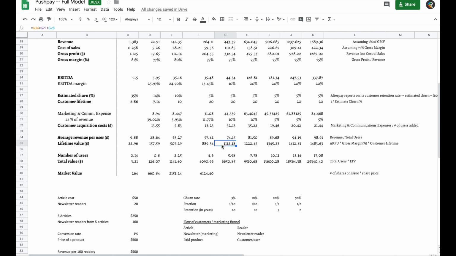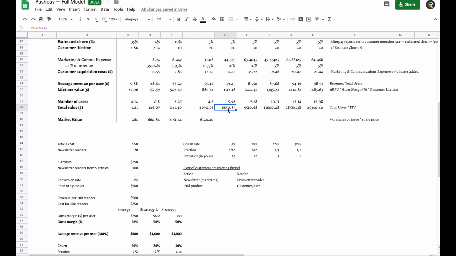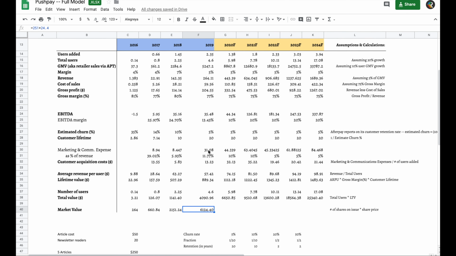Then if we go down further, we know that we have this number of users. If we multiply the lifetime value of an average user by the number of users, we get the total value of all the users that we have forecast into the future. At this point in time, it had nearly 6 million users. We're saying it will have nearly 6 million users, we've estimated. That means that the total value of all of the users inside the business is $6.6 billion.